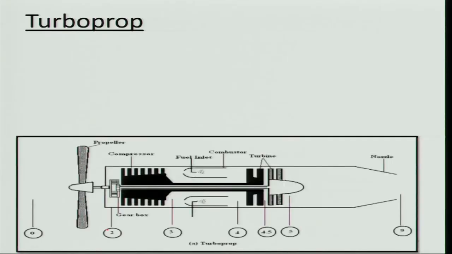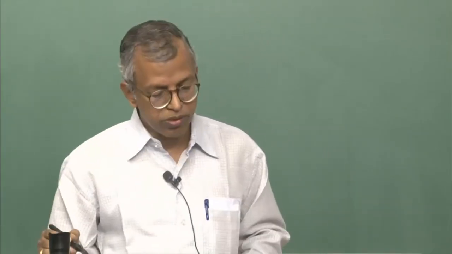And now we will move into the turboprop engine. If you look at turboprop engines, which we have already discussed in the ideal cycle, it has a propeller, a compressor, and then a combustion chamber, the high pressure turbine, and the low pressure turbine connected to the propeller through a gearbox. Most of the thrust is obtained by the propeller, and a small portion is obtained by expanding gas in the nozzle, generally a convergent nozzle.